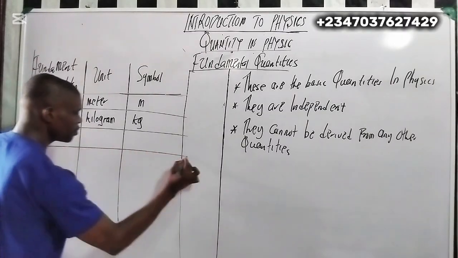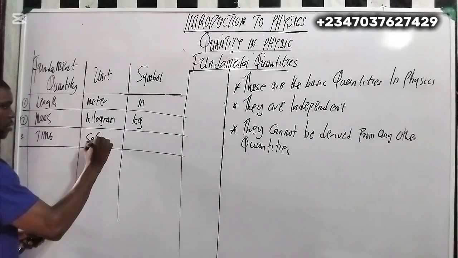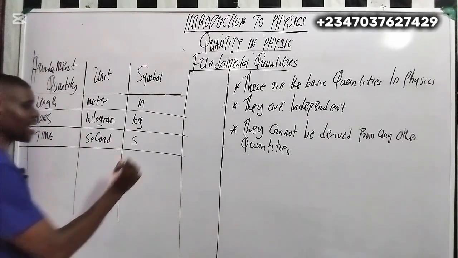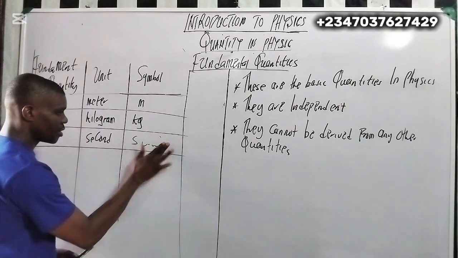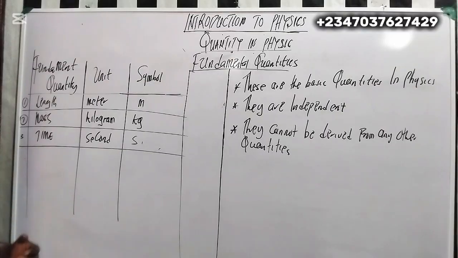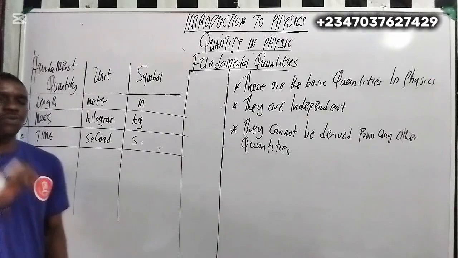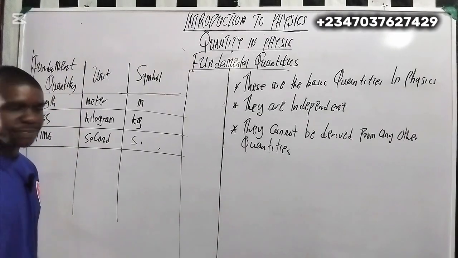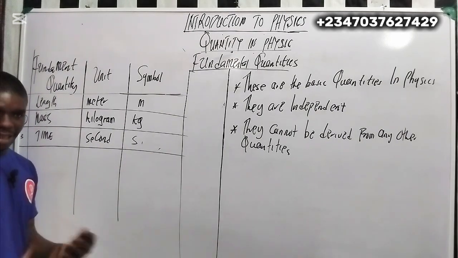Now number three is time. The unit for time is seconds, and the symbol is s. Now remember, time can be measured in minutes, in hours, years and the rest. But what we use here in physics is seconds. Remember, seconds can be converted to minutes, minutes can be converted to hours, and hours can be converted to days.